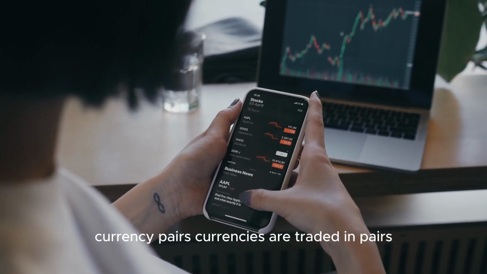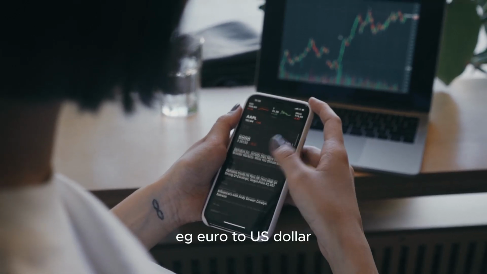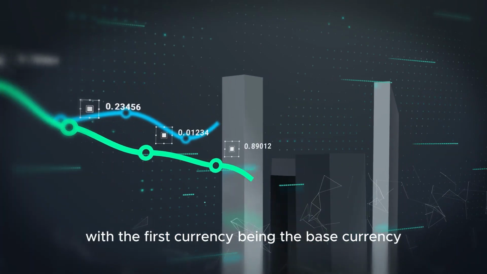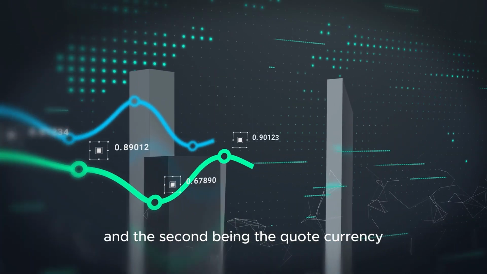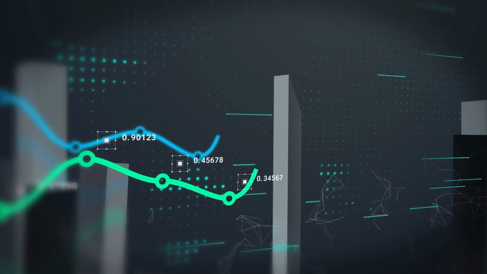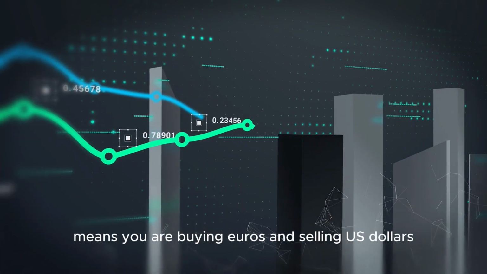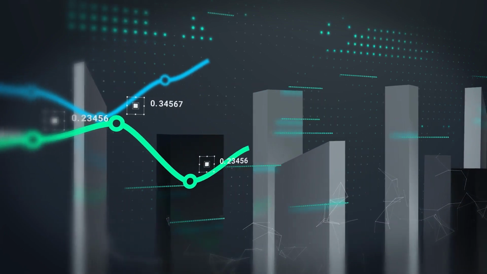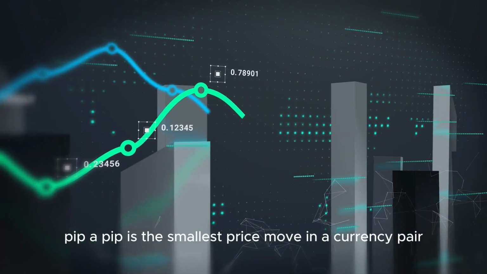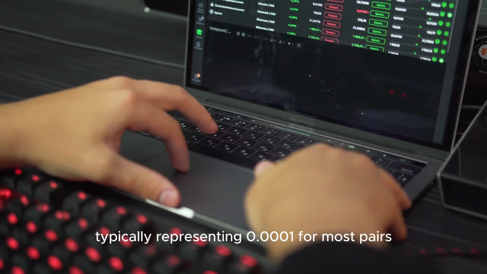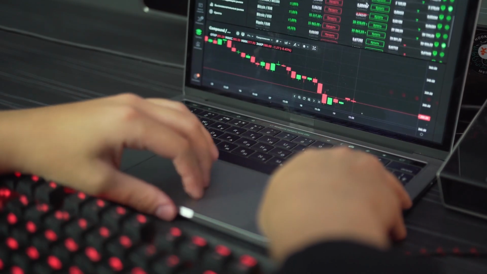Currency pairs. Currencies are traded in pairs, e.g., euro to US dollar, pound sterling to US dollar, with the first currency being the base currency and the second being the quote currency. Example, euro to US dollar means you are buying euros and selling US dollars. Pip. A pip is the smallest price move in a currency pair, typically representing 0.0001 for most pairs.